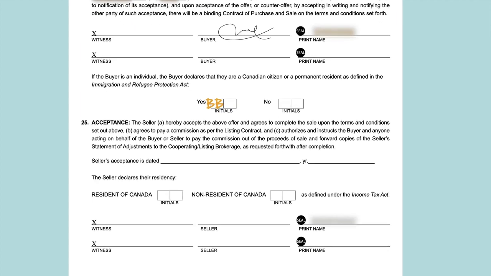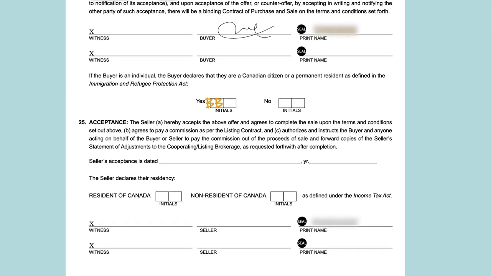With such a significant financial commitment, it's important to ensure that everything is fully understood and laid out before signing the contract of purchase and sale.